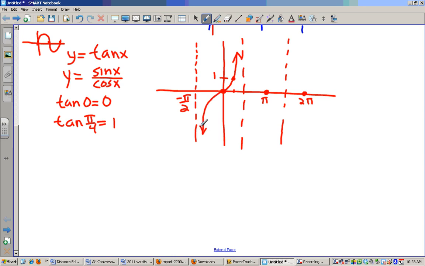If you think about this, you can think about it this way too. This angle between 0 and pi over 2 is in quadrant 1, right? So tan is positive in quadrant 1, so these values have to be positive. And if I look at 0 to negative pi over 2, that's in quadrant 4, so tan would have to be negative there. Does that make sense? Okay, so you can think of it that way as well.